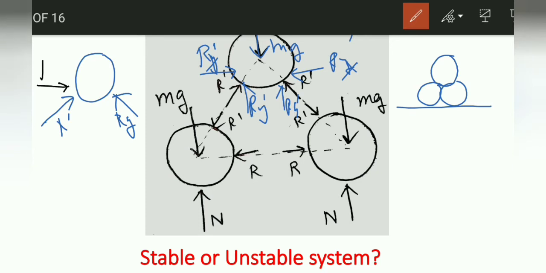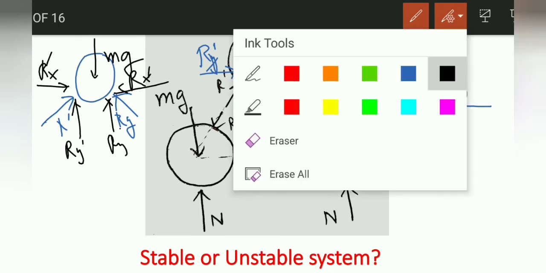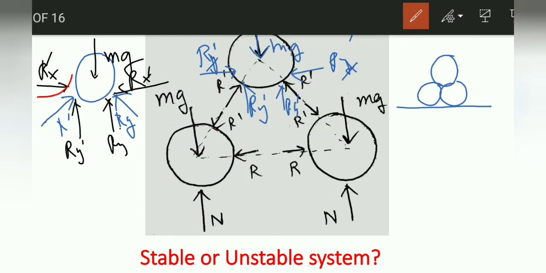Now, this is R dash x. This is also R dash x. This is R dash y. This is also R dash y. Now this is mg. See, in the x direction, just see carefully. In the x direction, R dash x and R dash x are equal and opposite, and these will balance each other. So in the x direction it is an equilibrium.